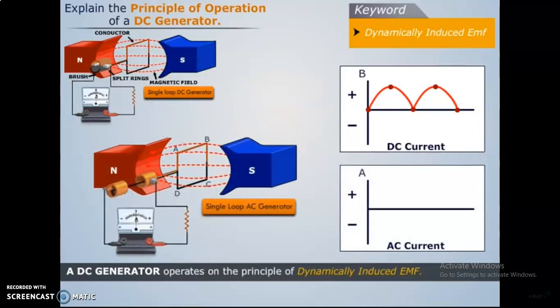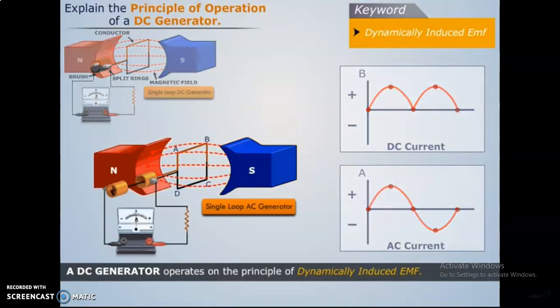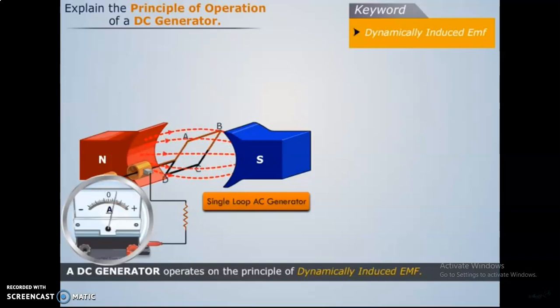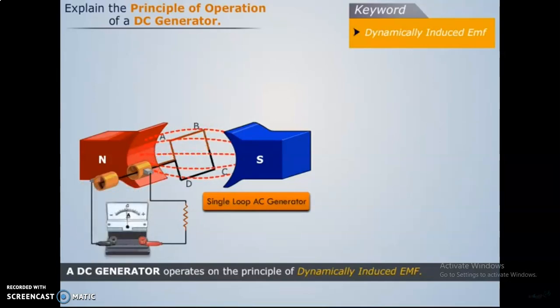But how do the split rings connected with your conductor change? You can just look here. When the conductor revolves, the polarity connected to the split rings also changes. That is how we get the AC current. This is how a single loop AC generator works. Whenever there is revolving motion, either in the AB portion or the DC portion, the split ring also changes accordingly. Whatever changes happen on the conductor part will be indicated in your voltmeter, which is connected to the resistance across your split rings.